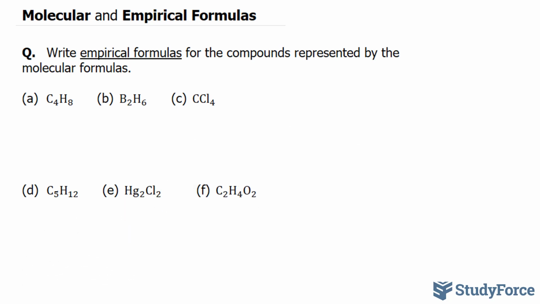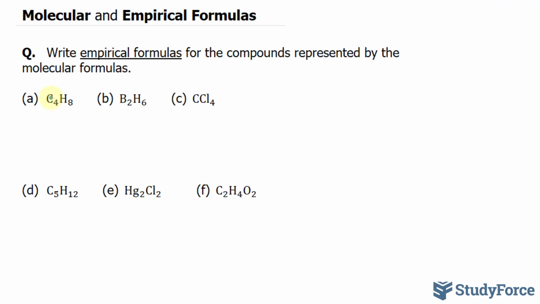Here we have C4H8. This is a molecular formula because it can be reduced. Notice that we have the subscripts 4 and 8. What we have to do is find the greatest common factor that will divide equally into both 4 and 8. And it's usually the smallest number within the formula. The smallest number here is 4.